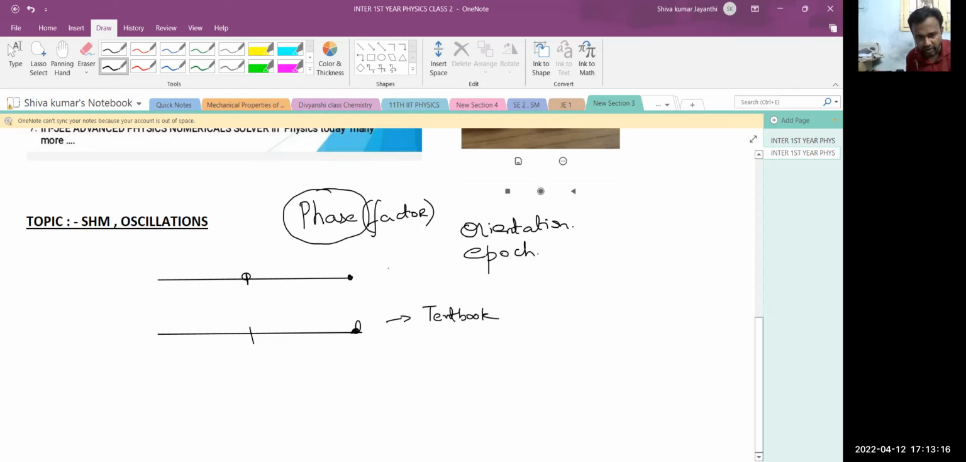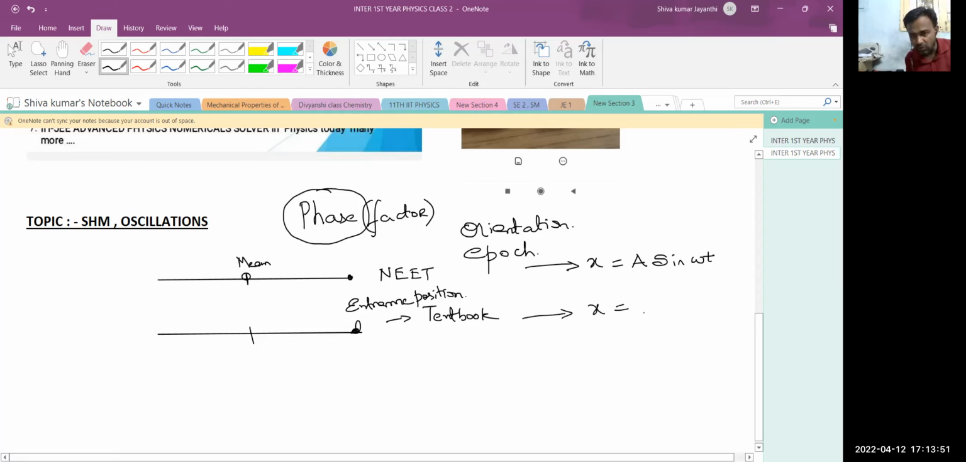This is your NEET and all that. Now here it starts only from mean position. Here it starts from extreme position. Now how are these two represented? This type of motion is represented by x equal to a sine omega t. That's how it's represented. This type of motion is represented by x equal to a cos, not sine, cos omega t. This is how it's represented.